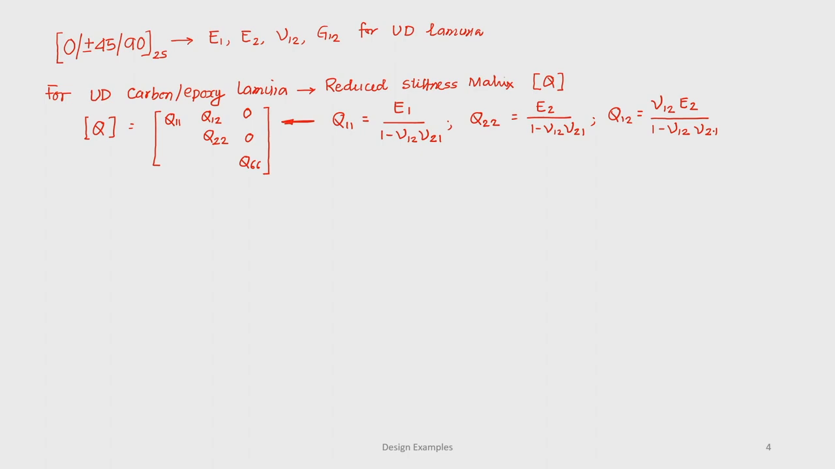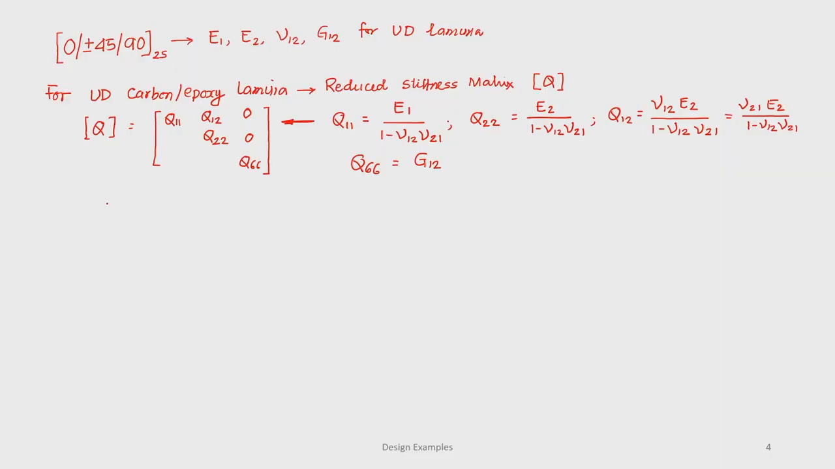Or you can write this as nu21 E2, we have the reciprocal relationship, nu12 E1 is equal to nu21 E2, and Q66 is nothing but G12. Okay. So, putting in the values, we already have the 4 engineering constants for the lamina, E1, E2, nu12, G12, and therefore we can get all the elements of the reduced stiffness matrix, that means Q11, Q12, Q22, Q66.